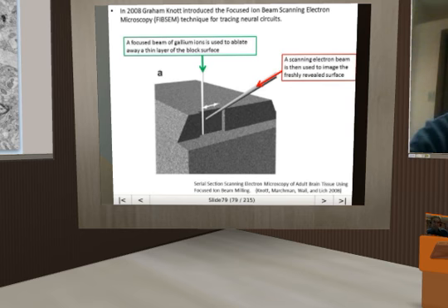So in 2008, Graham Knott introduced the focused ion beam scanning electron microscope, FIB-SEM, technique for tracing neural circuits. In this technique, a focused beam of gallium ions is used to ablate away a thin layer of the block surface. Now, this is a plastic embedded block, just like I showed in the TEM, and just like we use. A scanning electron microscope is then used to image the freshly revealed surface. This is repeated over and over again to create a 3D volume image.